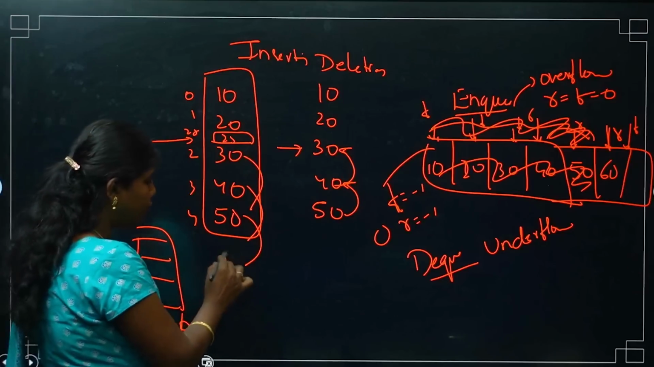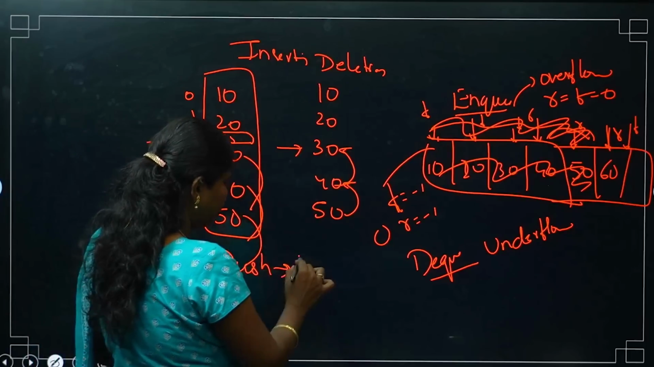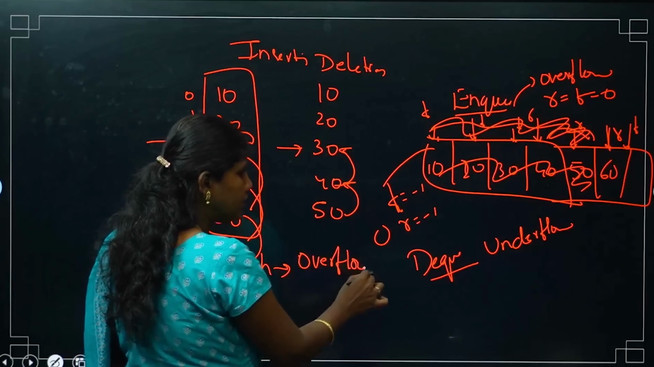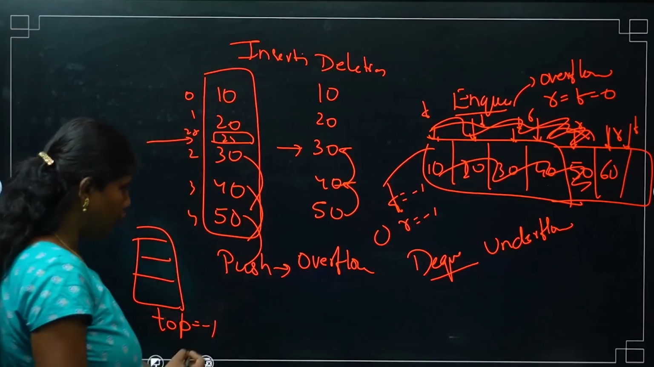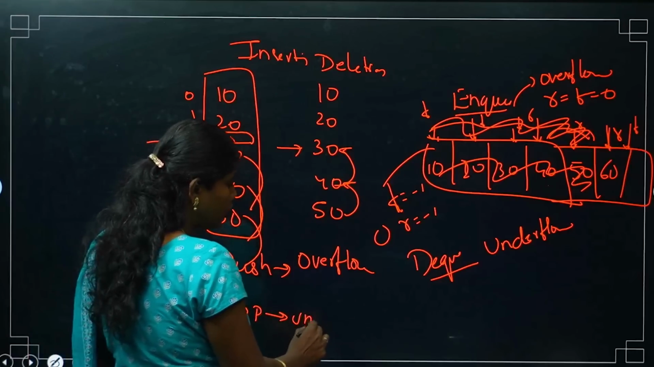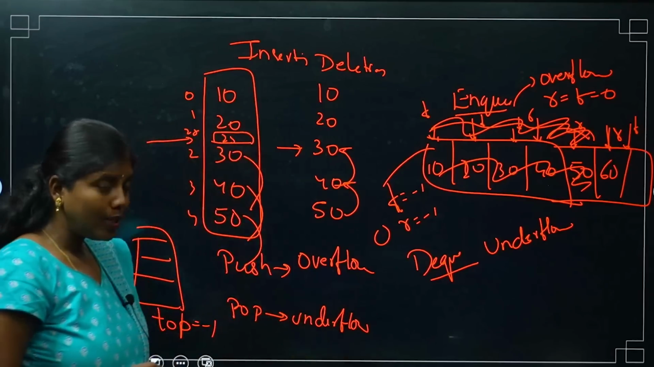Similarly, for push, what do you have to check? The overflow condition. I cannot insert if there is an overflow. If there is no space, how can I insert it? That is called the overflow condition. For pop, we have to check the underflow condition. If there is no element, I cannot delete the element. Right?